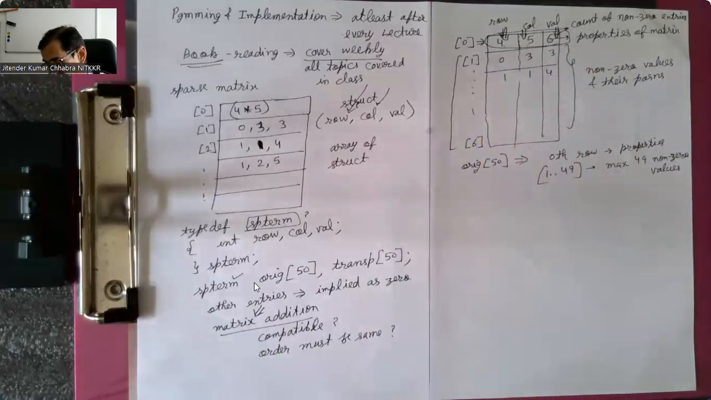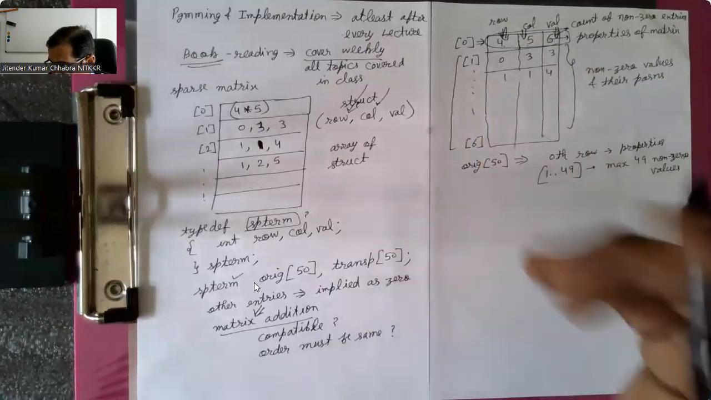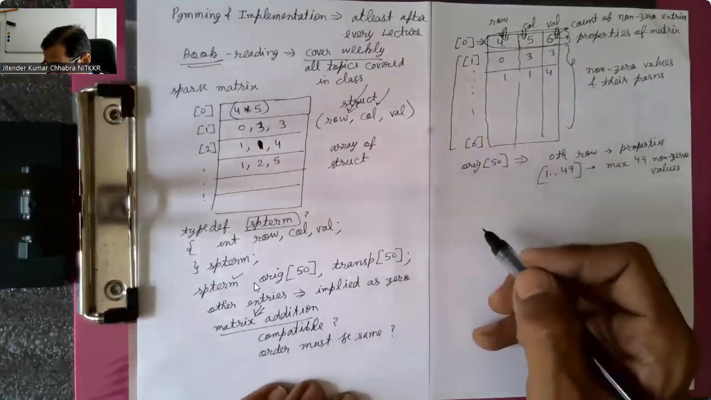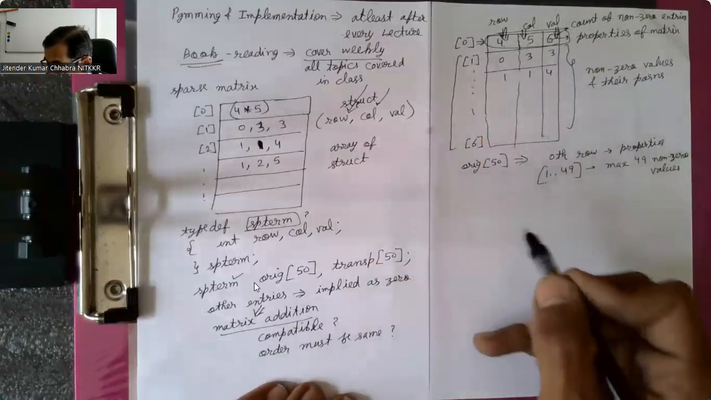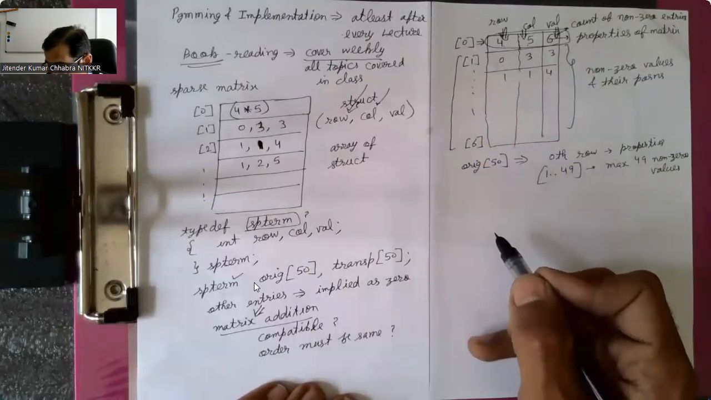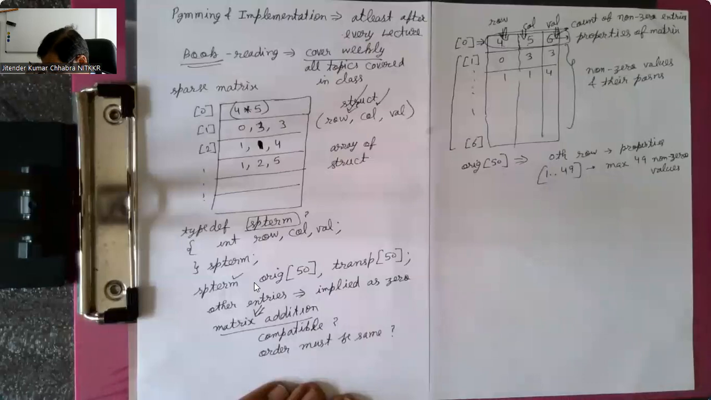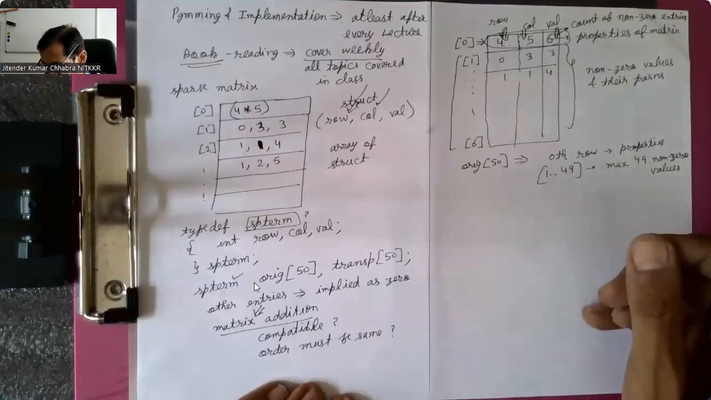So I need not maintain separate global variables or other variables. Within the 0th row, I'm able to store that. So this way, if the matrices were very big, and sparse matrices are only useful when the original matrix is very big, I'm able to save a lot of space.